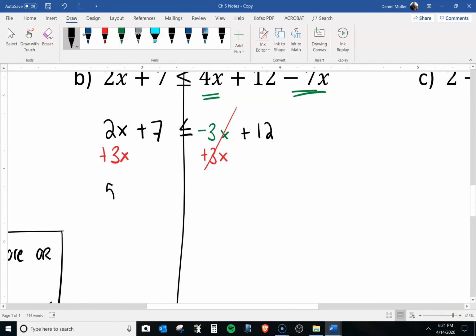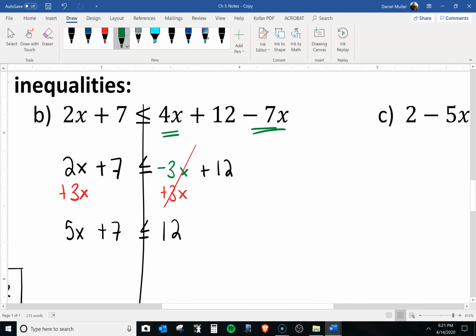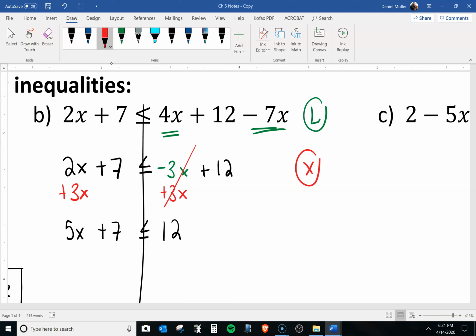2x and 3x is going to be 5x, and there's still a plus 7, and there's that symbol, and a 12. So now we did the like terms. That was our L, so we did the like terms, and then we moved over our x. So now we can actually work on the BEDMAS, but the backwards BEDMAS. So we can minus the 7, get rid of the add.